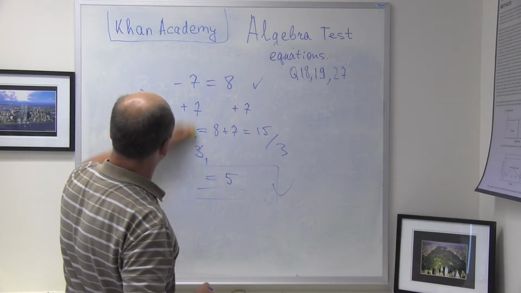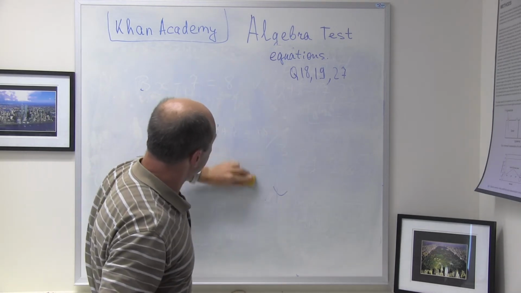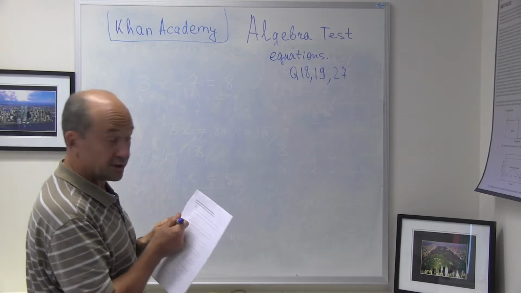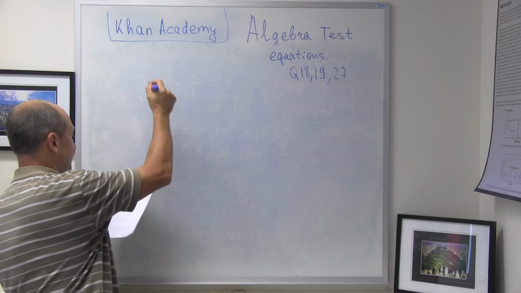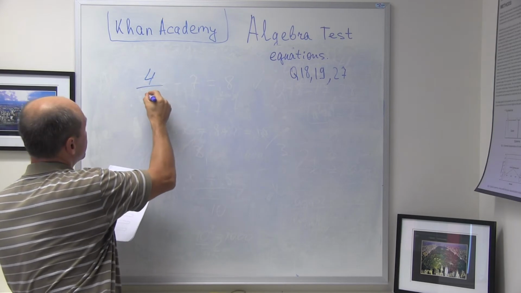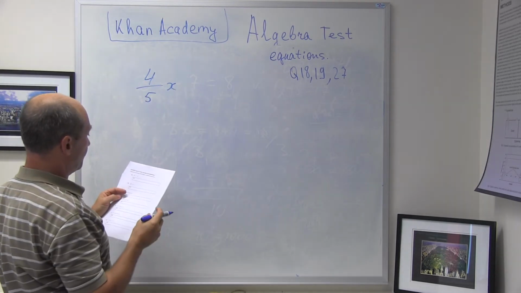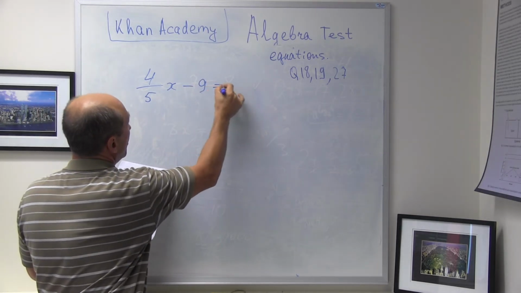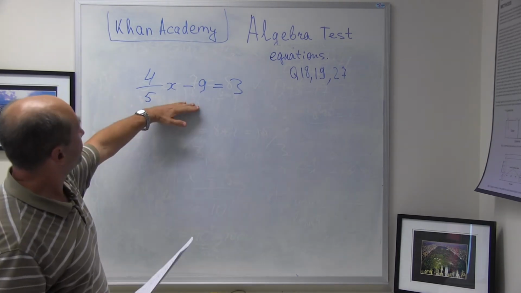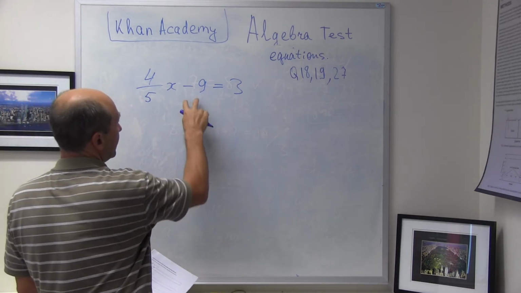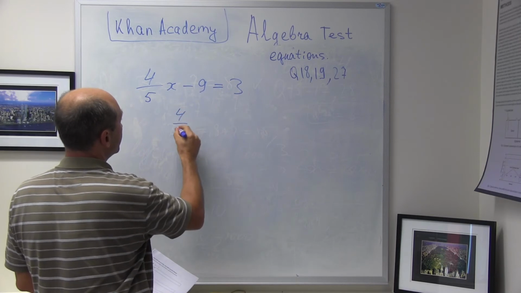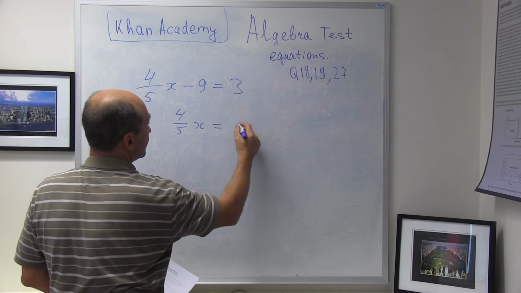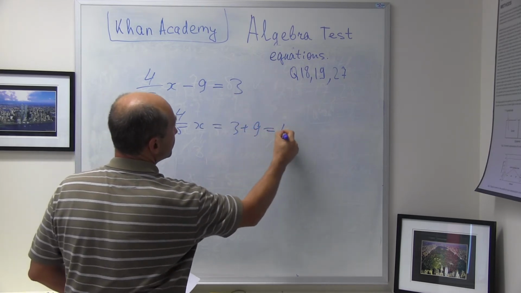Another question is very similar, and the only difference is that some fractions are involved. So hopefully once again you can do it ahead of me while I just formulate this equation. So we have 4 over 5 x minus 9, all equal to 3. How do we solve that? Once again we add 9 to both sides of the equation. So we have this 9 disappearing onto the right hand side as 3 plus 9, which is 12.